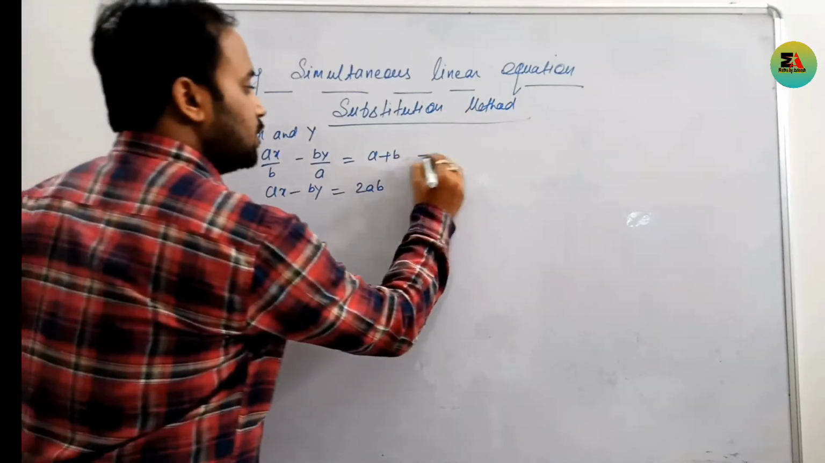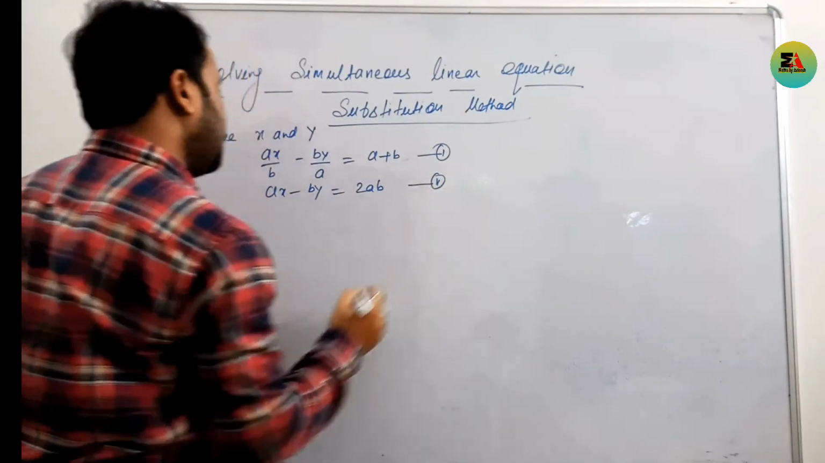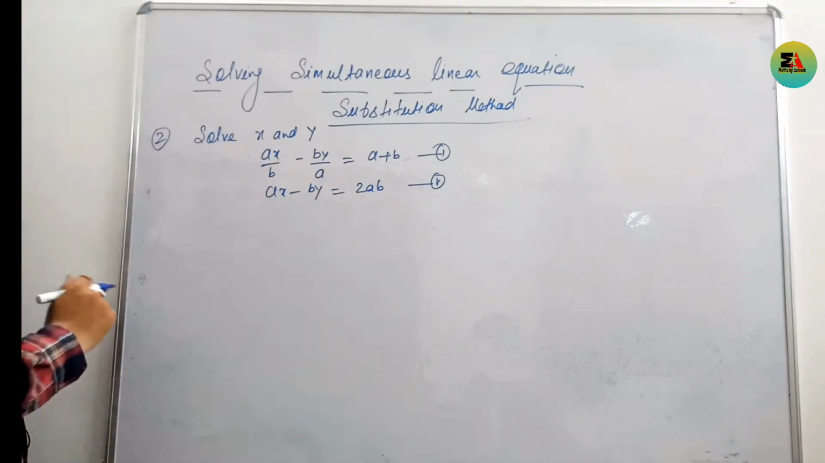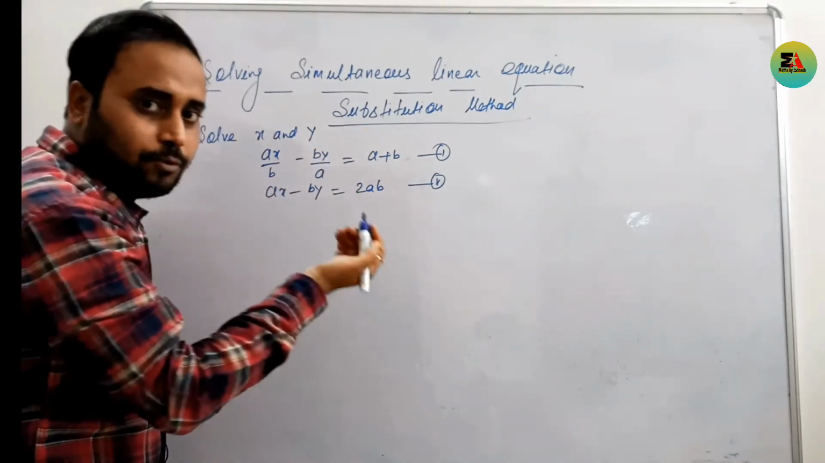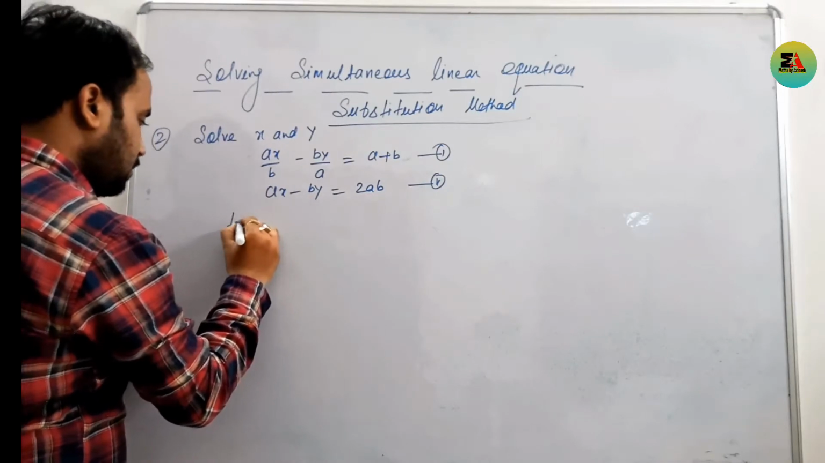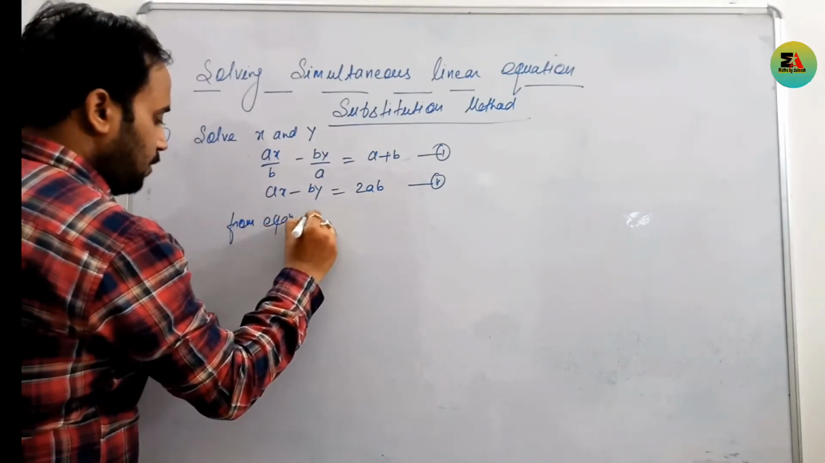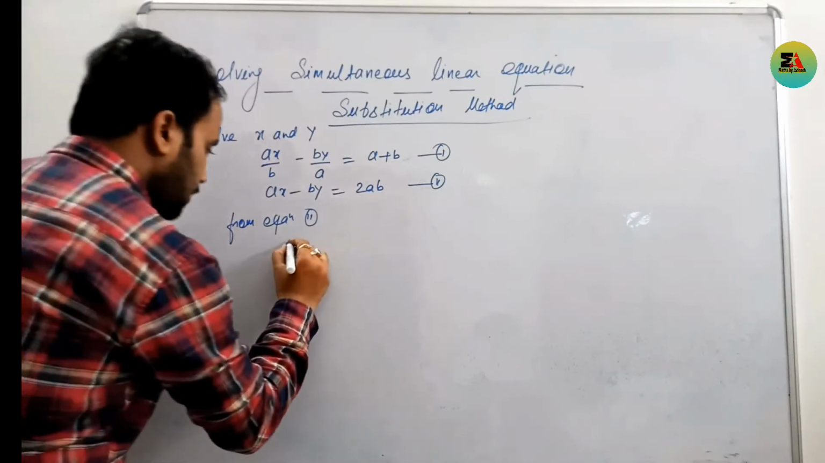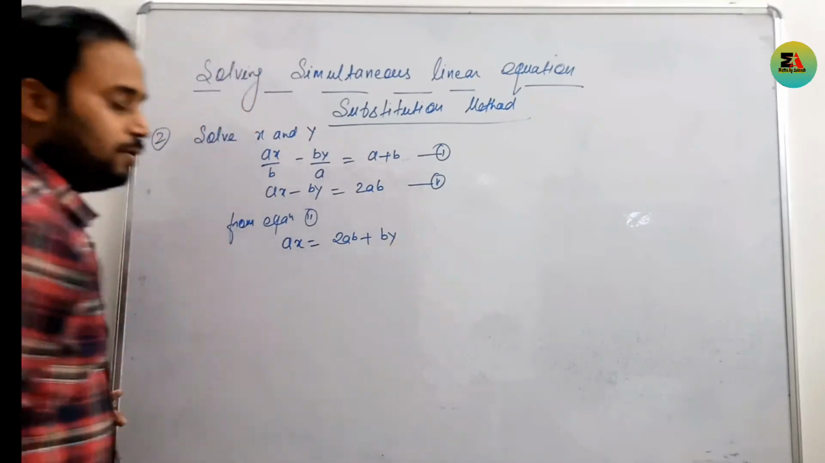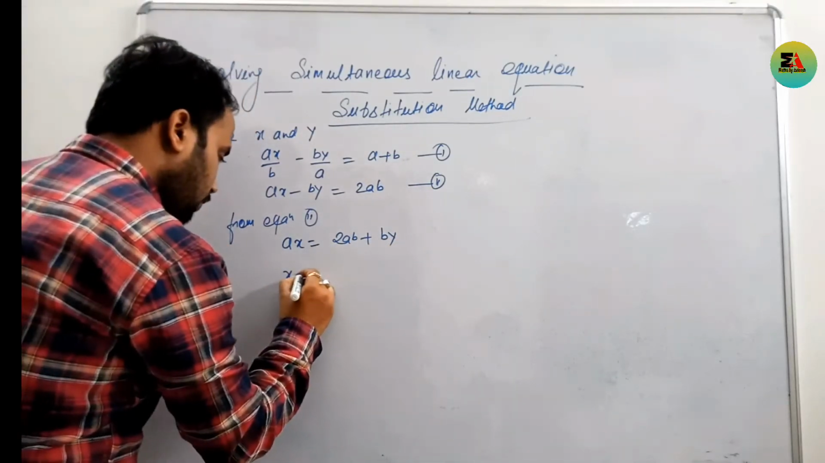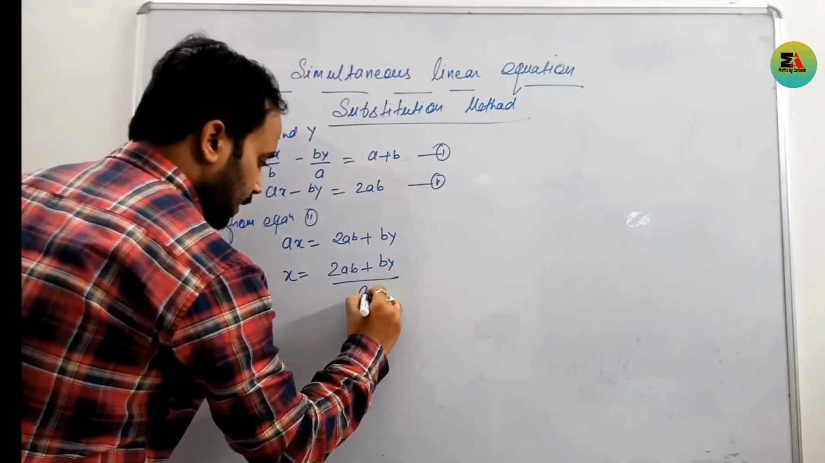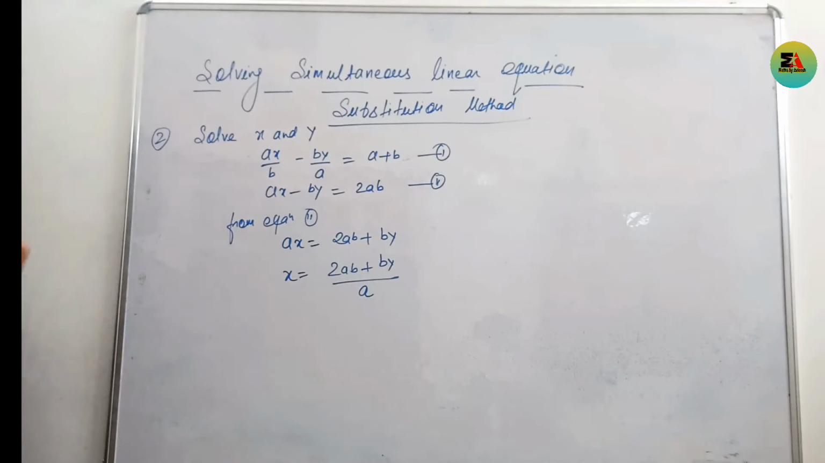Now again we do the same process. This is equation first, this is equation second. Now substitute in any equation. It's up to you whether you take the first equation or the second equation; in this question we take the second. From equation 2, ax = 2ab + by. Therefore the value of x will be (2ab + by)/a. I hope up to this is clear.